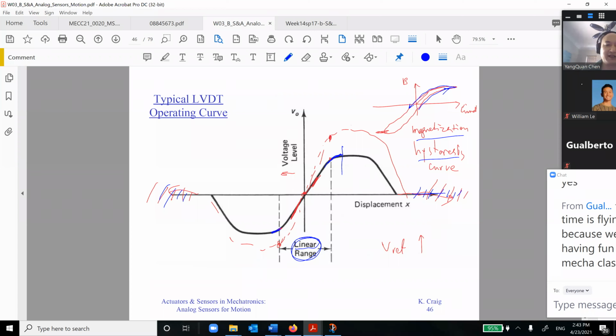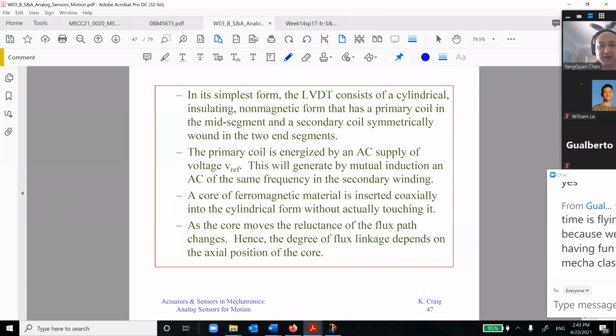This is one way of using the variable reluctance mechanism to produce the output. This is the LVDT. It has a cylindrical, insulating, non-magnetic form with a primary coil embedded in the mid segment, and the secondary coils symmetrically wound on the two ends of the segments. So that's actually understandable.